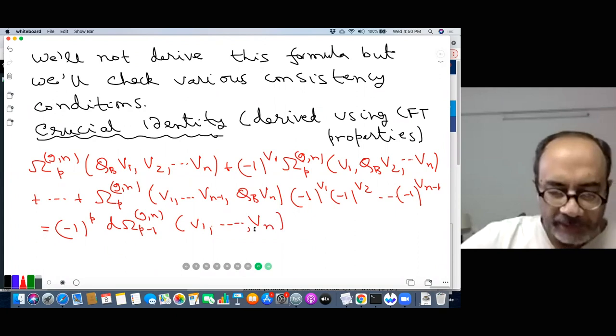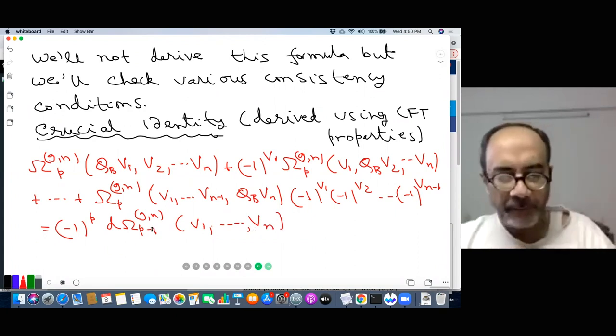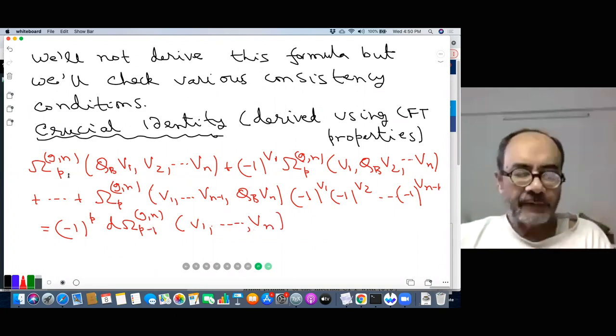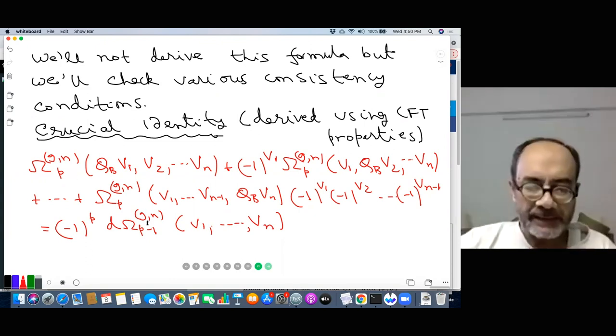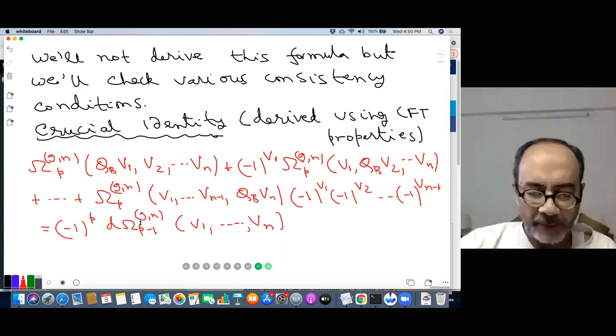Now, at least you see the utility of using arbitrary p, because if you had only defined omega for 6g minus 6 plus 2n, then this relation will not make sense. So that's why it's useful to at least introduce omega for arbitrary p, even though eventually we are interested in integrating over a 6g minus 6 plus 2n dimensional subspace.